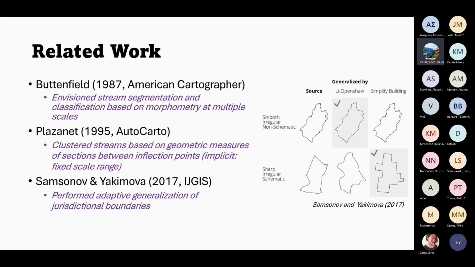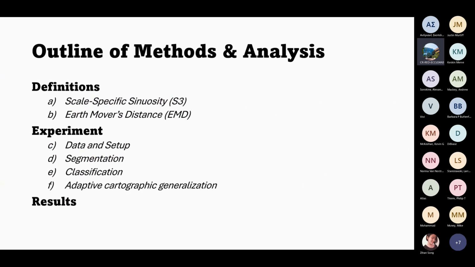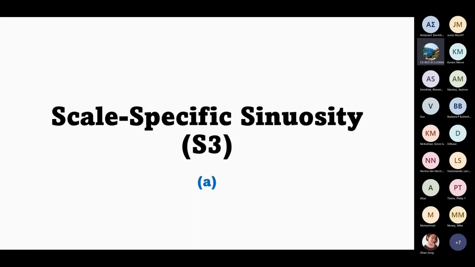This is not a new idea. Dr. Buttonfield expressed this idea very eloquently back in the 1980s. There has been some work on it since then, but there hasn't really been anything that has captured the morphometry of streams at multiple scales and then fed that into cartographic generalization. So that is our hopeful contribution. I'm going to skip over the outline in the interest of time. You will see the progress as we go forward.